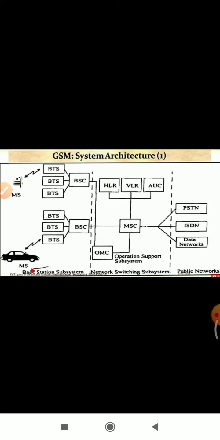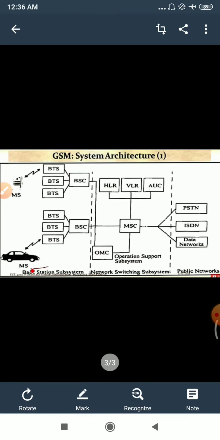Okay. So the next register is VLR, that is the visitor location register. This VLR is always working in coordination with the HLR. Okay. For understanding, we'll see an example. Suppose you are from Maharashtra and you have to move to Karnataka for some reason or for some function. Okay.